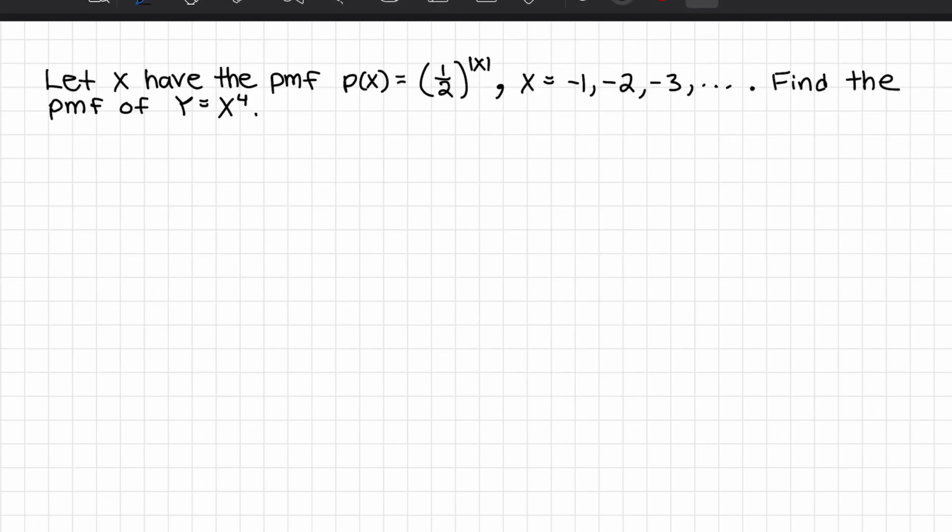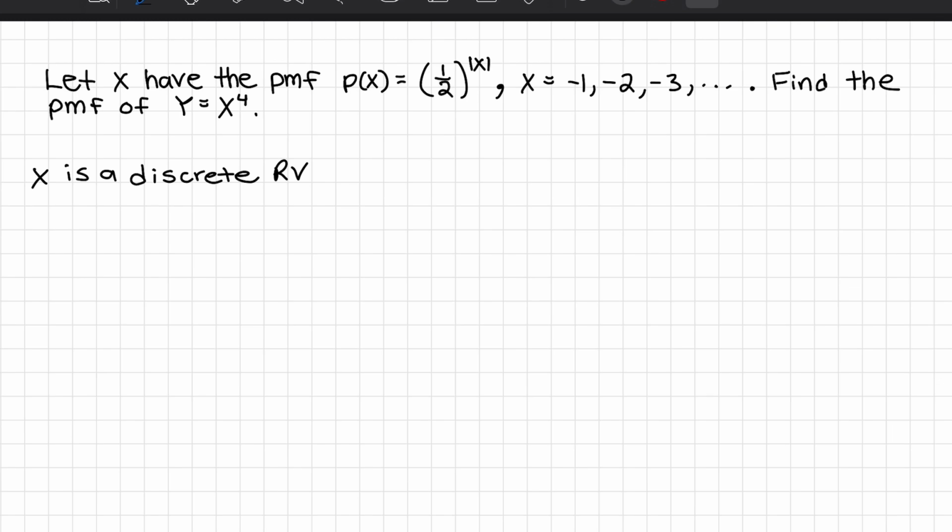Hi everyone, so today we're going to be doing a discrete and a continuous random variable transformation example. And so let's begin. The first question says that we have a PMF of a random variable x, which is over here, and we want to find the PMF of y equals x to the power of 4. Now since this question gave us a PMF and we want to find a PMF, this means that x is a discrete random variable.